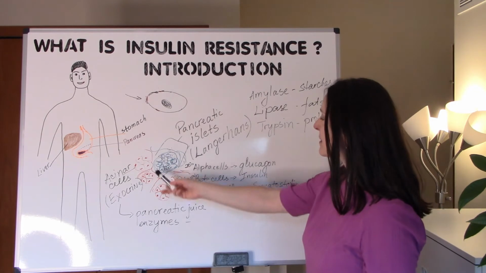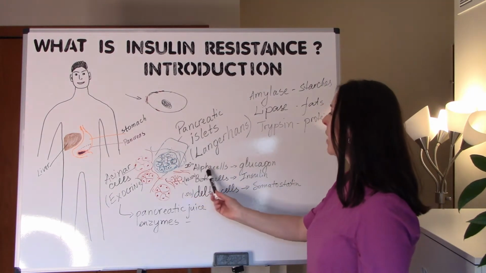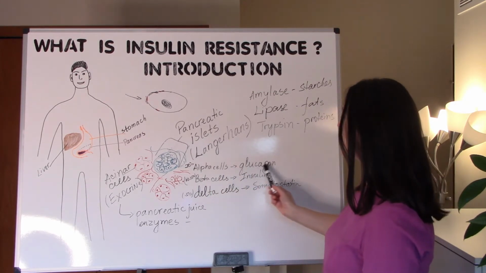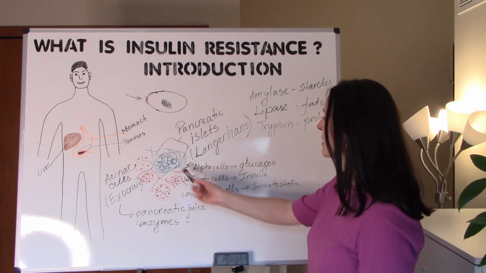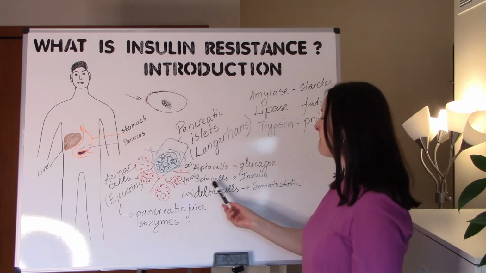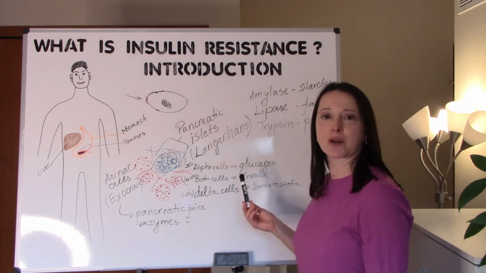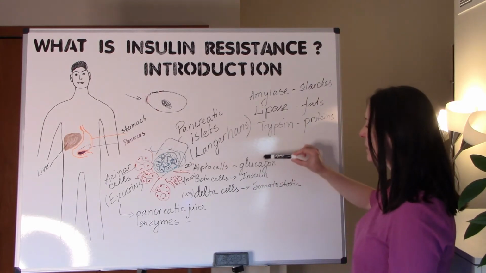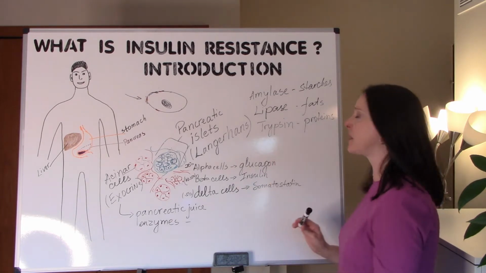In this cluster of cells, about 20% are alpha cells. And the alpha cells are producing the hormone called glucagon. The 60 to 75% of this cluster of cells are called beta cells. They are the ones responsible for the production of the insulin. It's important also to know that the glucagon and the insulin have opposing effects, and we'll talk about it in a little bit.